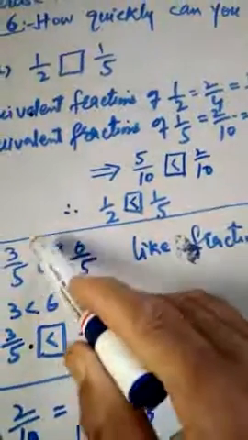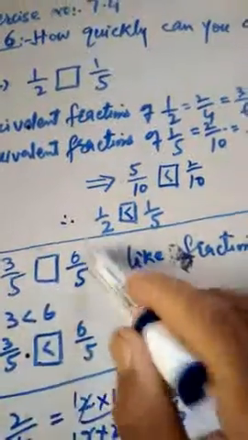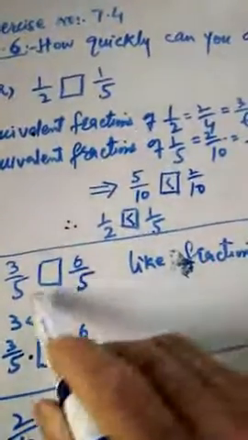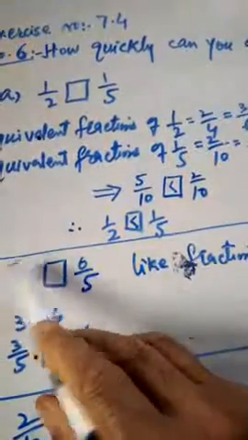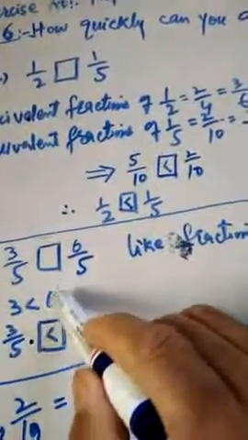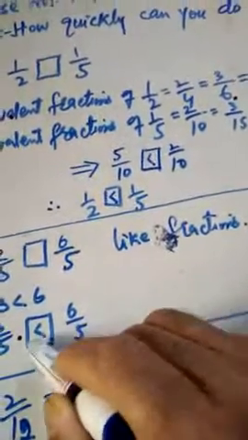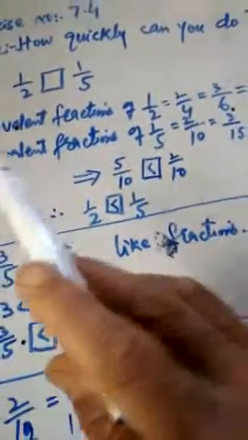Now there is part E from this question. Question number 6, part E, that is 3 by 5 and 6 by 5. We have to fill this blank space. In this question, the two fractions are already like fractions, so we can compare them only by their numerators. The numerator is 3, here it is 6. 3 is less than 6, so 3 by 5 is also less than 6 by 5. We can put this sign here.